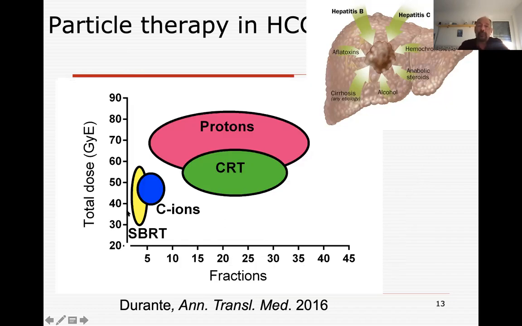And this now gives you an example of what you can do with ions. You see the fractions and total dose. With protons, you really go into high total doses, but you still have a tendency to do a lot of fractions. With carbon ions and SBRT, you can hypofractionate, which is what you want, essentially.